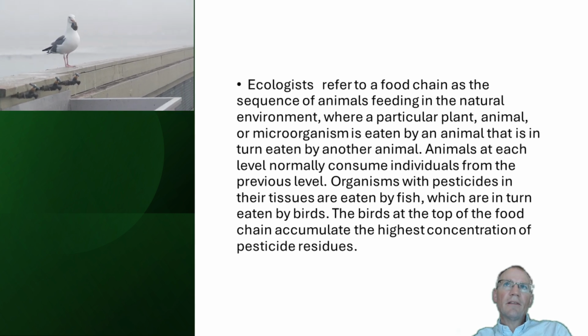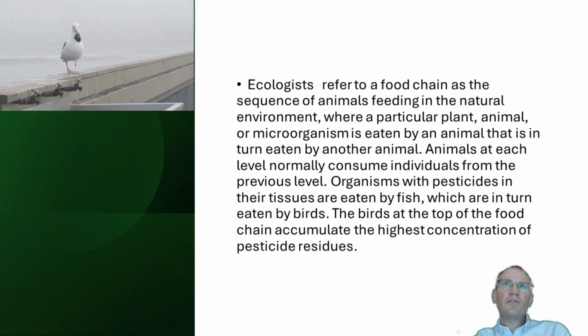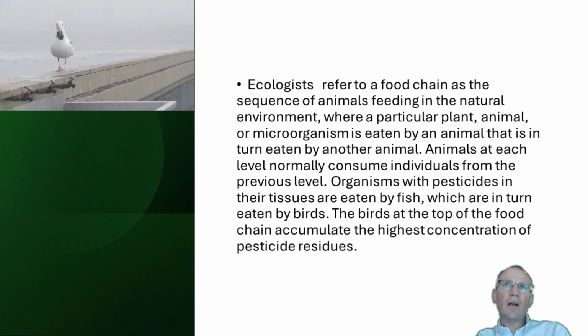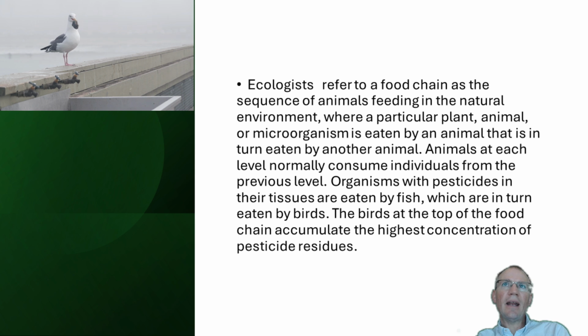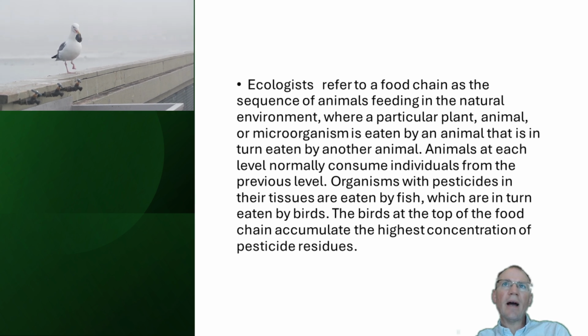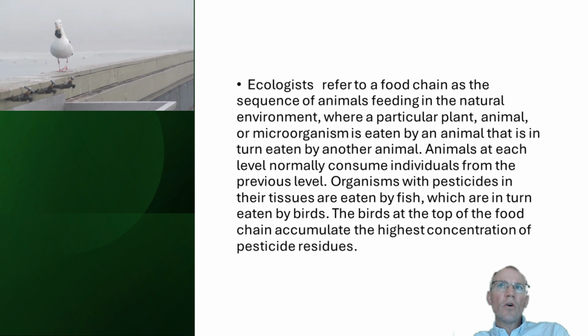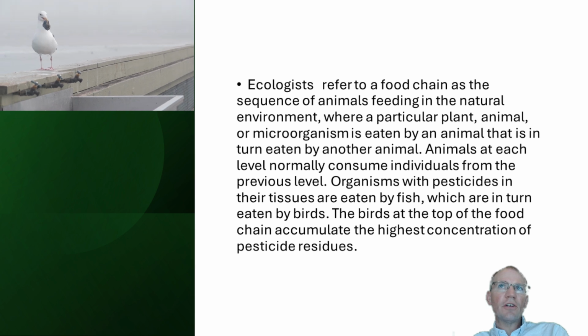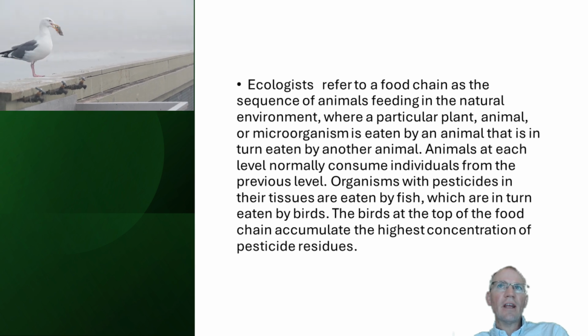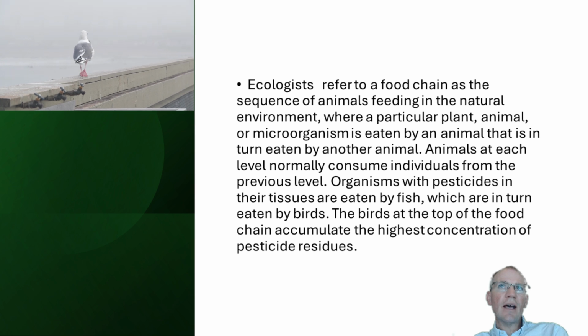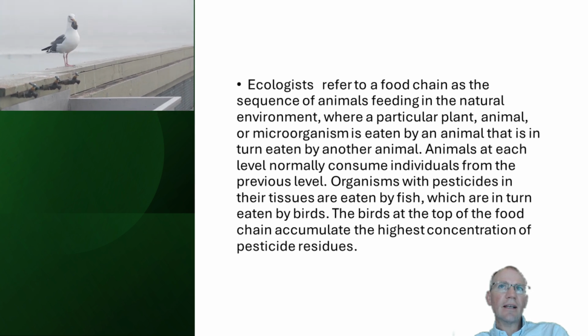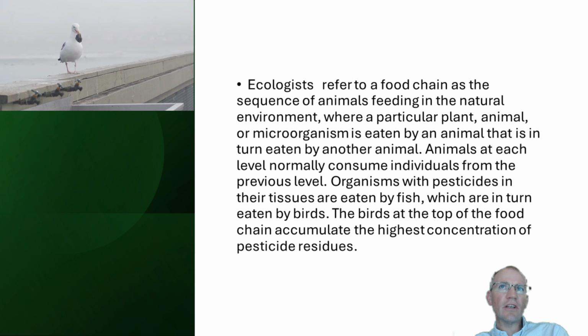As we talk more about this, ecologists refer to a food chain as a sequence of animals feeding in the natural environment where a particular plant, animal, or microorganism is eaten by an animal that is in turn eaten by another animal. Animals at each level normally consume individuals from the previous level. Organisms with pesticides in their tissues are eaten by fish, which are in turn eaten by birds. The birds at the top of the food chain accumulate the highest concentration of pesticide residues.